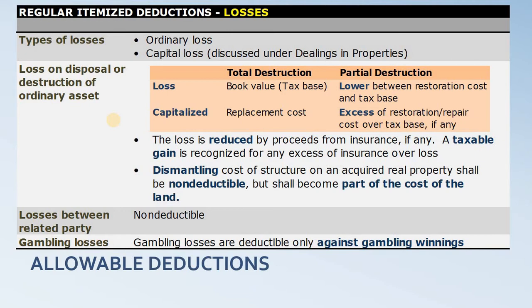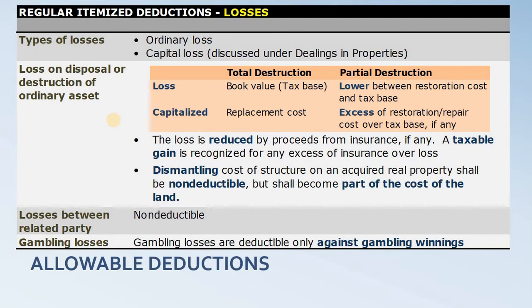In case there is a destruction and the destruction is total, when we say total destruction, the asset is beyond repair and there is no other recourse but to replace the destroyed asset. So when there is a total destruction, the loss that will be deductible will be the amount equal to the book value or the tax base of the destroyed asset. And the amount to be capitalized will be the cost to replace the destroyed asset.